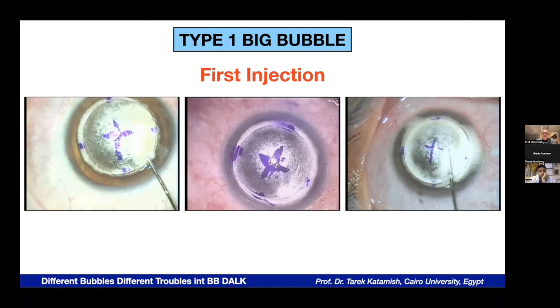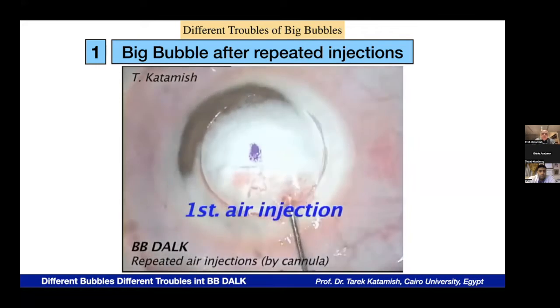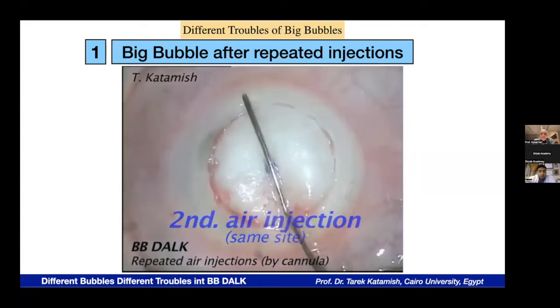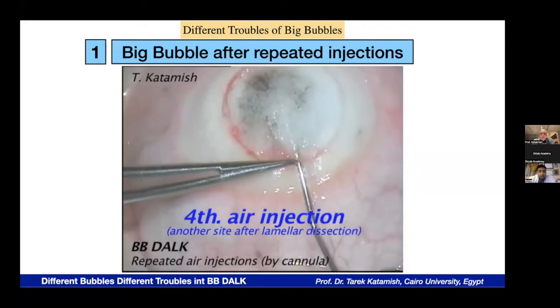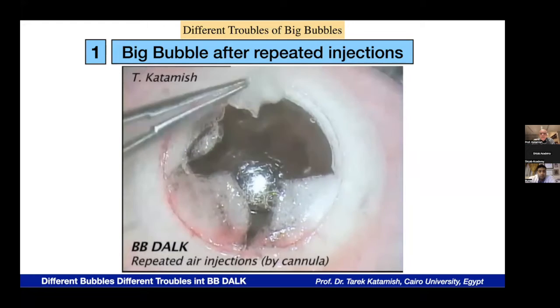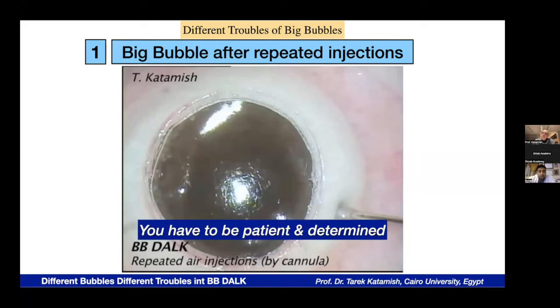But sometimes the first trouble is that you may not be able to have the bubble except with repeated injections. So this is the first trouble which you may encounter during your DALK cases. This is the first injection, emphysema, second injection, third injection, emphysema. Again, you will have the bubble at the fourth injection. So as I always say, you have to be patient and determined until you get the big bubble.